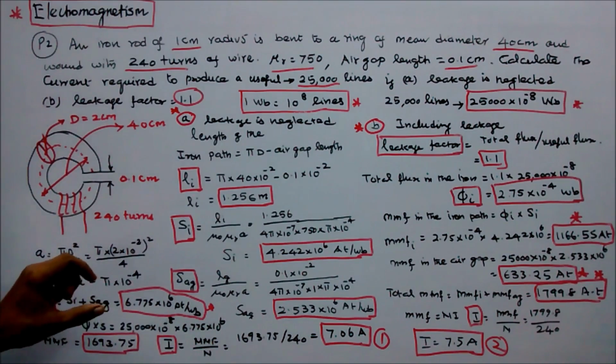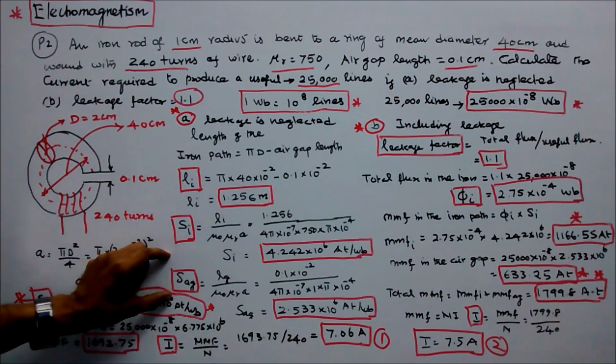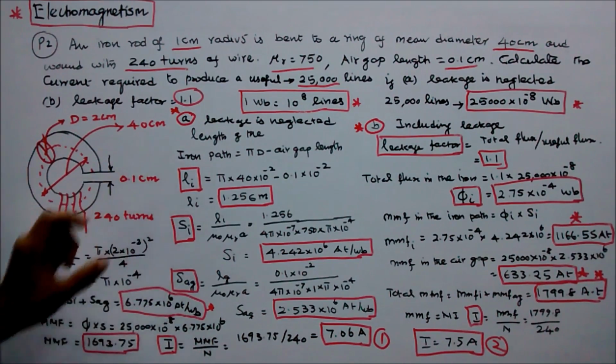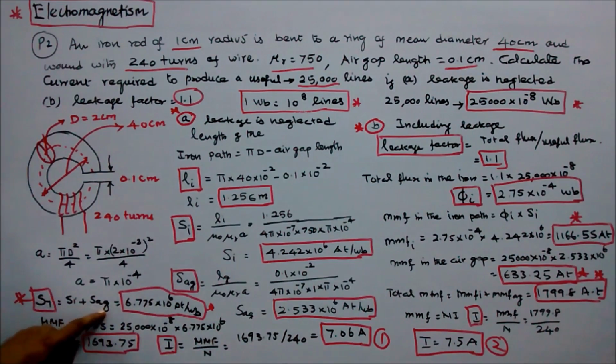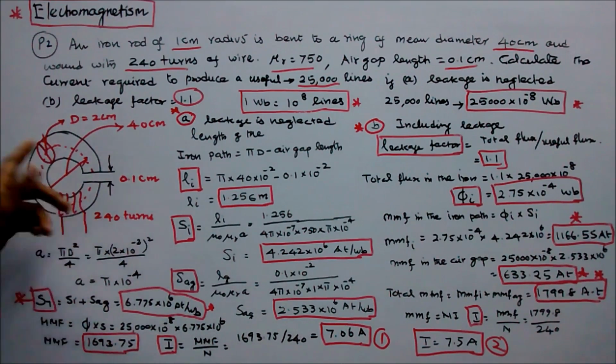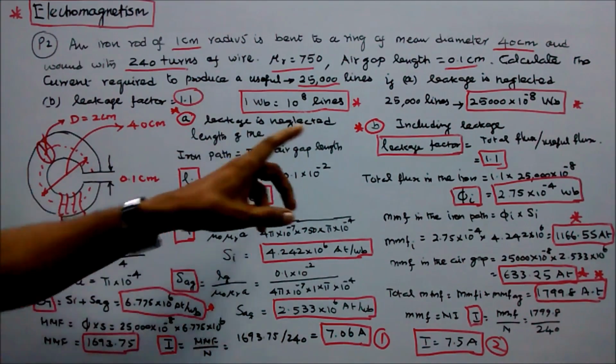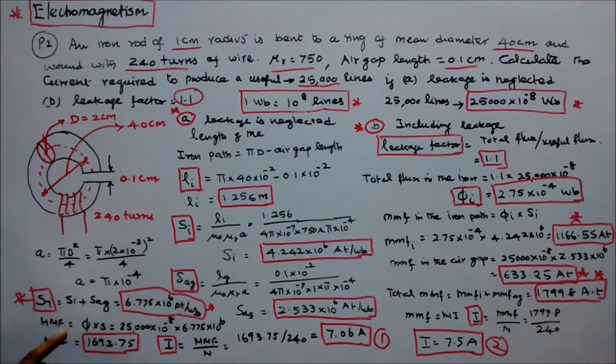Total reluctance is reluctance in the iron part plus reluctance in the air gap, S_I plus S_AG, that is equal to 6.775 into 10 power 6 ampere turns per Weber. Now I can find MMF. MMF is equal to phi into S. Here leakage is neglected. Phi is 25,000 into 10 power minus 8.